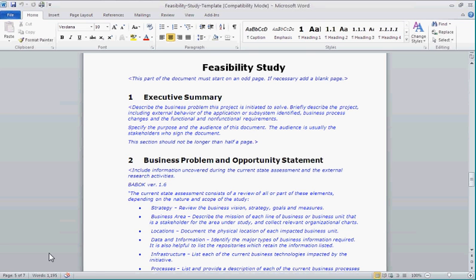So I want you to start reading it, and then per line, as you read through it, I want you to give me a proper answer. Describe the business problem this project is initiated to solve. Briefly describe the project, including the external behavior of the application or subsystem identified, business process changes, and the functional and non-functional requirements. Specify the purpose and the audience of this document. The audience is usually the stakeholders who sign the document. The section should not be longer than half a page.